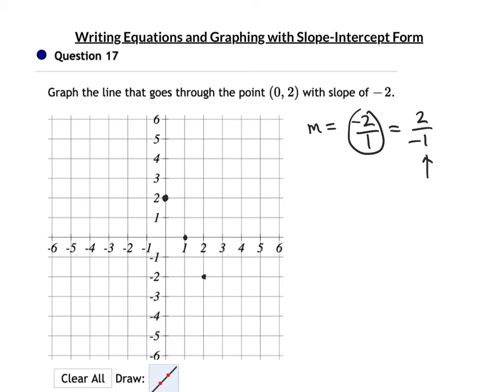Or I could use that one. And from the intercept, I would rise positive 2 and run negative 1. It's to the left.